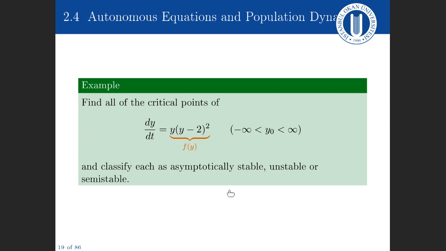Another one. Find all of the critical points of dy/dt equal to y minus 2, squared. And again, we're looking at any y between -infinity and infinity. And classify each as asymptotically stable, unstable, or semi-stable.